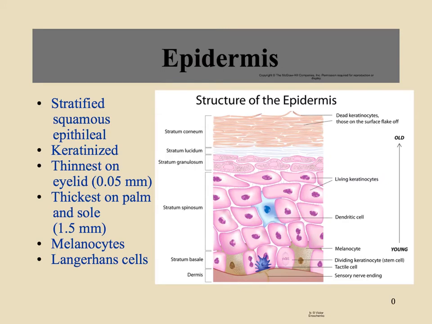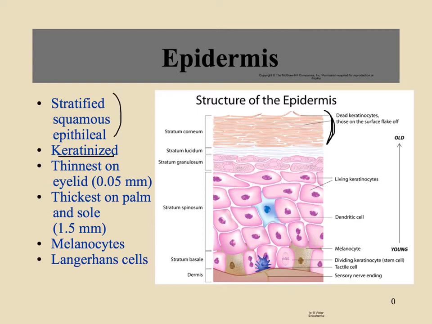So looking at the epidermis in a little more detail, we've already talked, it's stratified squamous epithelial tissue. The cells on the top are keratinized. They are full of keratin, a very tough protein. There's somewhere between 15 and 30 layers here in the top layer of these dead keratinized cells.